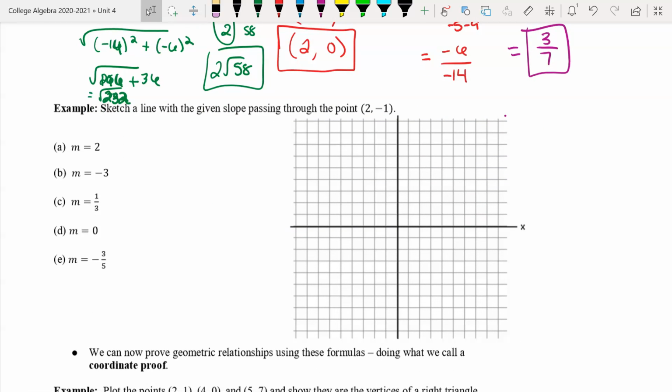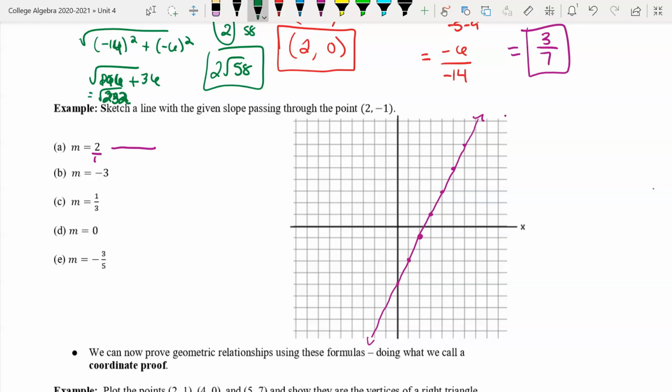Sketch a line with the given slope passing through the point 2, -1. So you're going to plot 2, -1. This first one, we're just going to draw a straight line. Remember, slope is rise over run, so we're going to put this as 2/1 because it's just by itself. A number by itself is always over 1. So I go from my point, and I go up 2, right 1. Up 2, right 1. Or I can go down 2, left 1, right? And you would eventually connect all those. Try to draw a line as straight as I can.